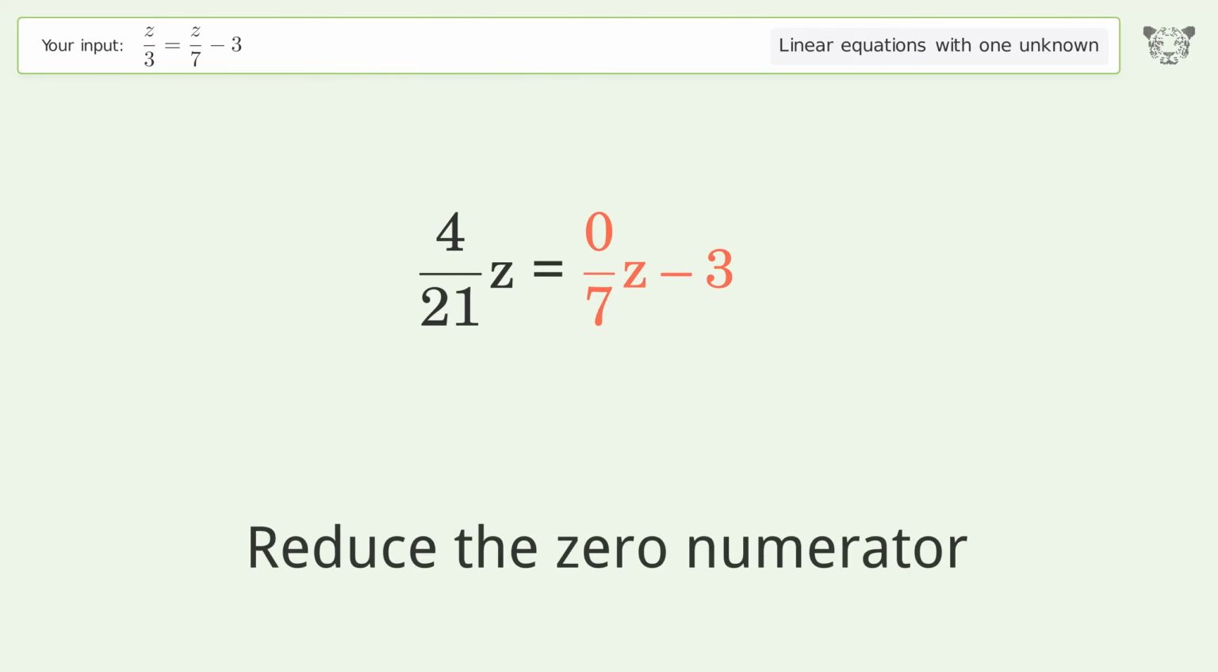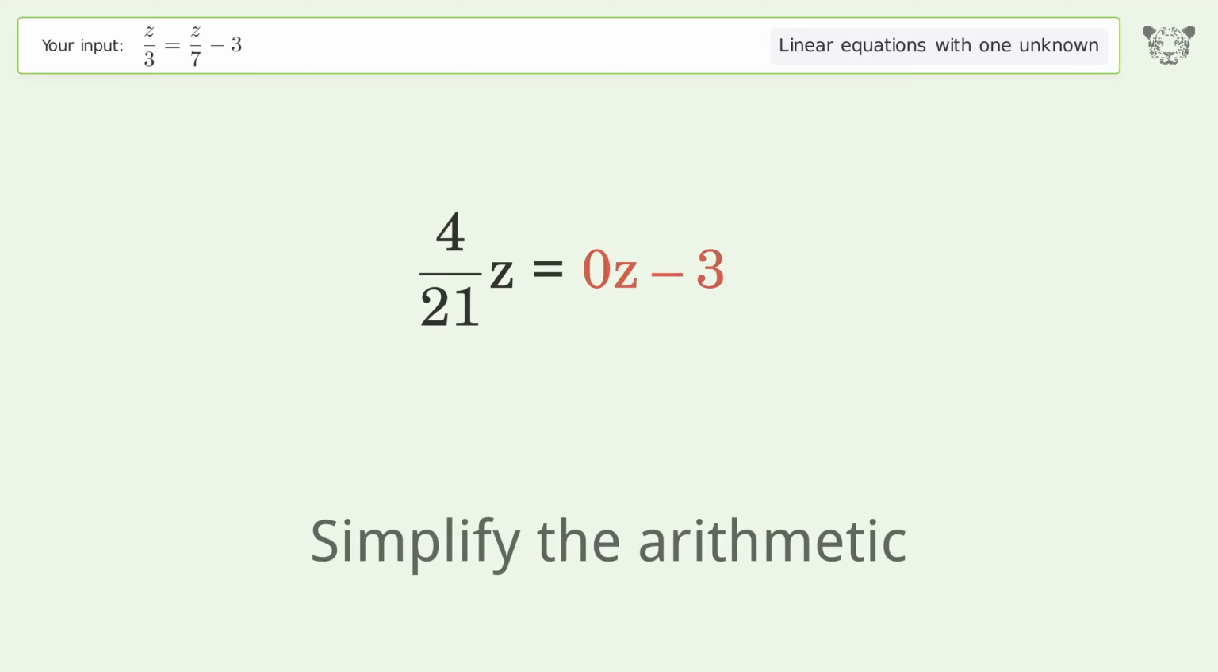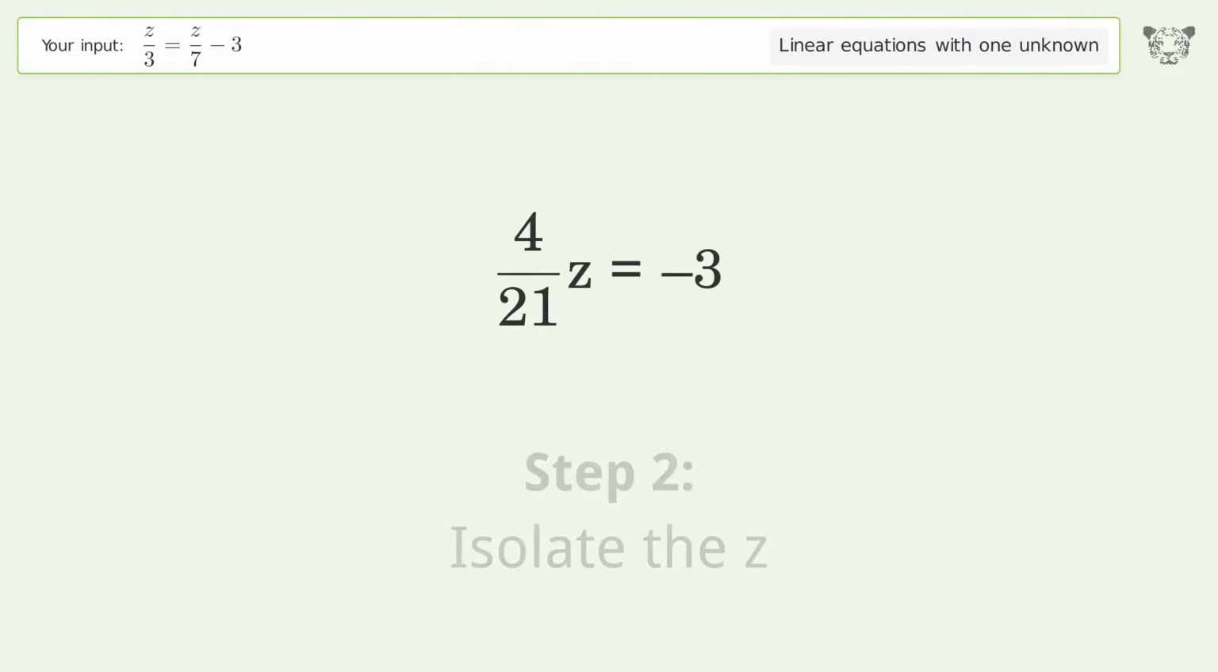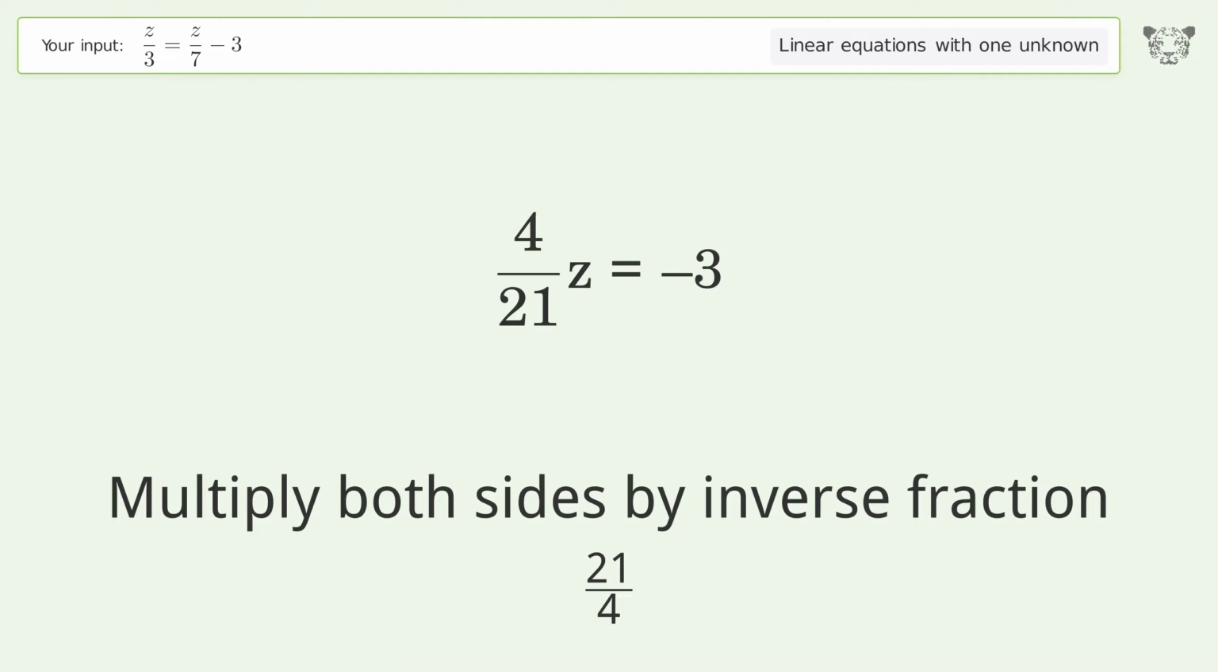Reduce the zero numerator. Simplify the arithmetic. Isolate the z. Multiply both sides by inverse fraction 21/4.